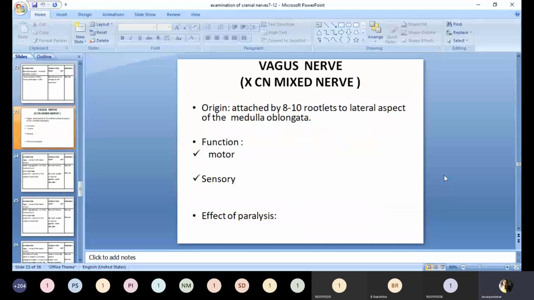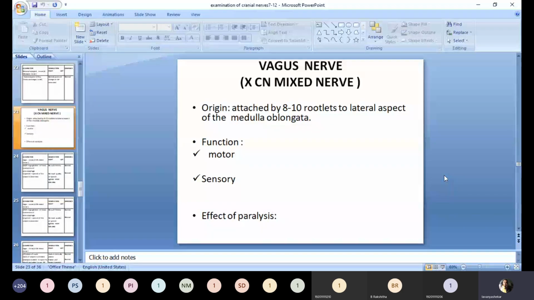Next is your 10th cranial nerve, which is your vagus nerve, which is again a mixed nerve. It originates from 8 to 10 rootlets on the lateral aspects of your medulla oblongata. So it is a mixed nerve which has both the motor component as well as the sensory component. The motor fibers supply almost all the involuntary muscles of respiration, your heart, and also the GI tract. Almost up to 2/3 of your transverse colon is supplied by the vagus nerve.